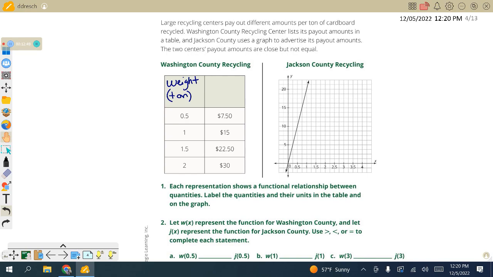Half a ton is quite a bit of cardboard. Half a ton is how many pounds? You know that conversion? How many pounds in a ton? 2,000 pounds make a ton. So when we say half a ton, or if you hear a half-ton pickup truck, it could carry 1,000 pounds, right? So we drop off 1,000 pounds of cardboard, and how much money do we get for that? $7.50 for 1,000 pounds of cardboard.